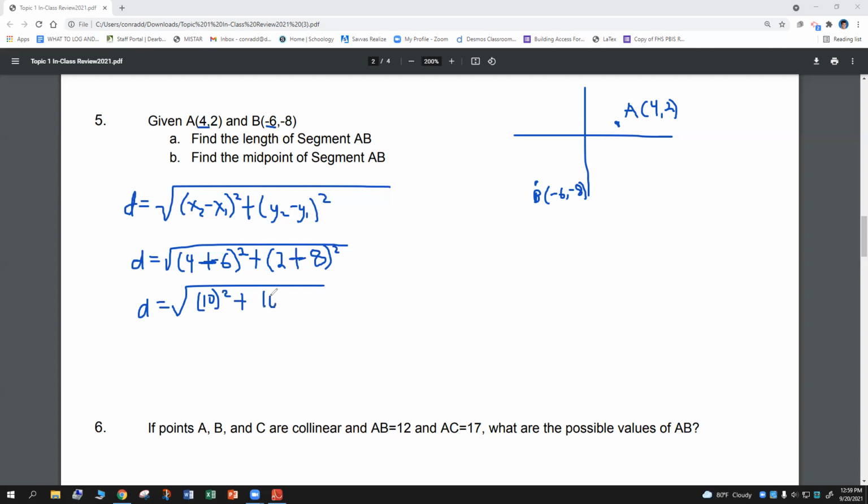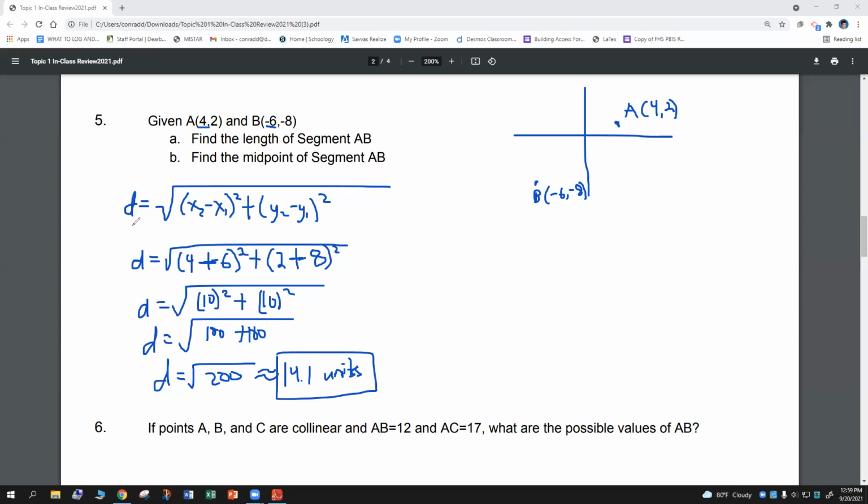plus 10 squared, which is going to be 100 plus 100, which is going to be the square root of 200. And if you were to put that in your calculator, that's going to be approximately 14 point what? Okay, approximately 14.1 units. Oops, units. Okay, so that's part A.